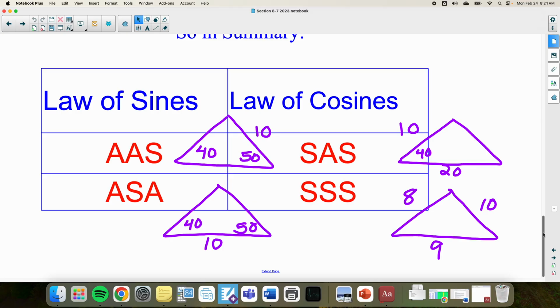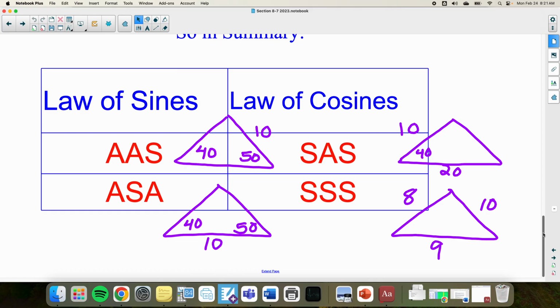There's a better shelter right by his, do you see it there? So it also works if you have side, side, side. Did it work? Yeah. Okay.